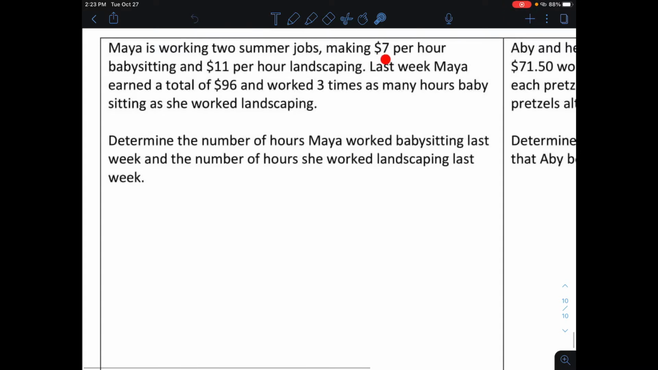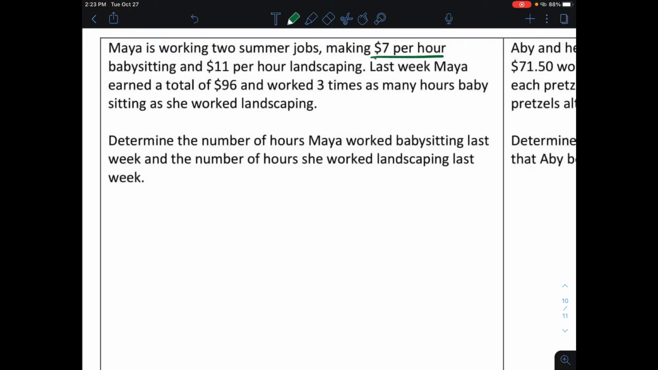She makes $7 per hour babysitting, $11 per hour landscaping. Last week, Maya earned a total of $96, and worked 3 times as many hours babysitting as she worked landscaping. All right, we want to determine the number of hours that Maya worked babysitting last week and the number of hours she worked landscaping. Well, we have to make 2 equations to model what's going on.